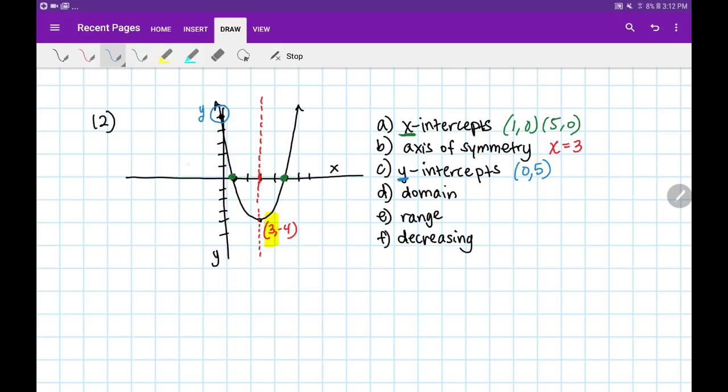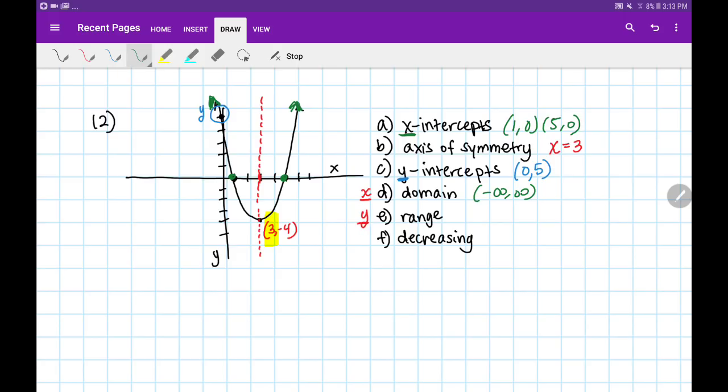Our domain is all the values of x that this guy covers. So looking at these arrows that point left and right, I know my domain is going to be negative infinity to positive infinity because it's going to go forever to the left and forever to the right. That's what those arrows indicate to me. So the domain is the x values. Now the range is our y values.